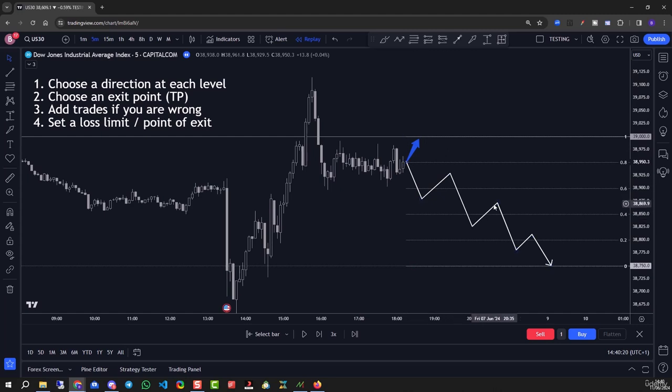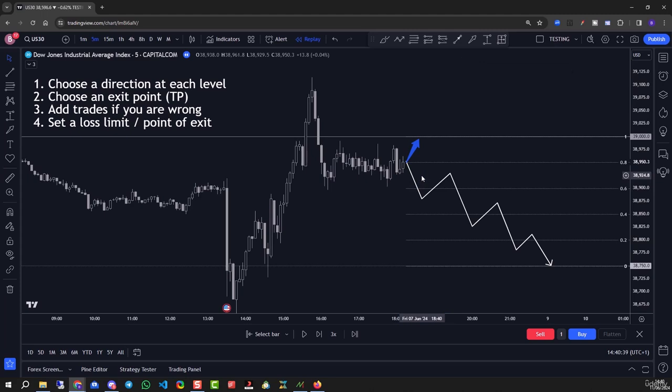And this zigzaggy line now represents the market, okay? So this is the candles. The market is now going to drop. Each time price reaches another level, all you have to do is make the decision: do I want to add another buy trade or not? If you don't want to add a buy trade, you don't have to.